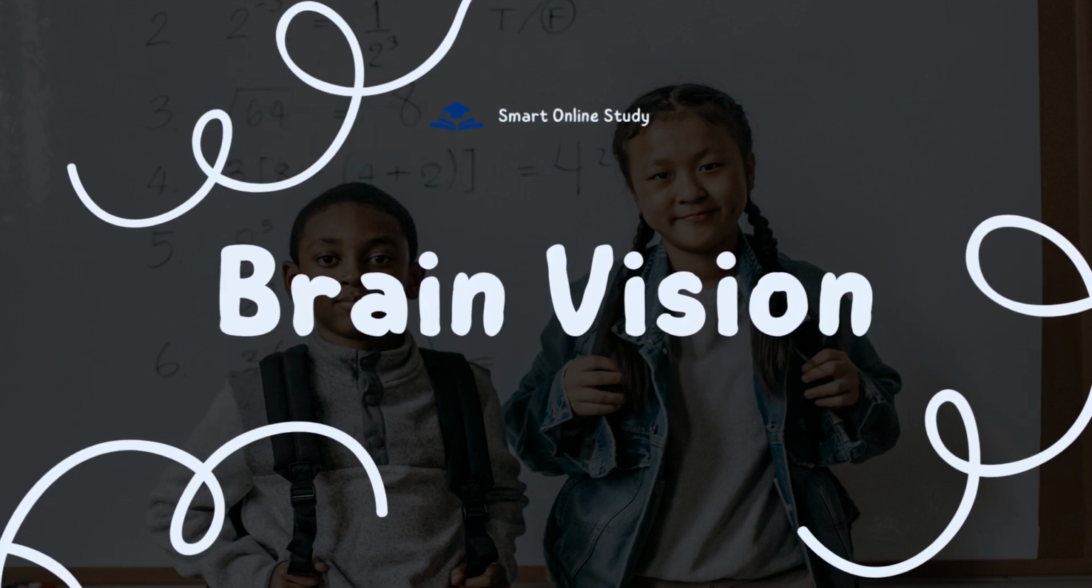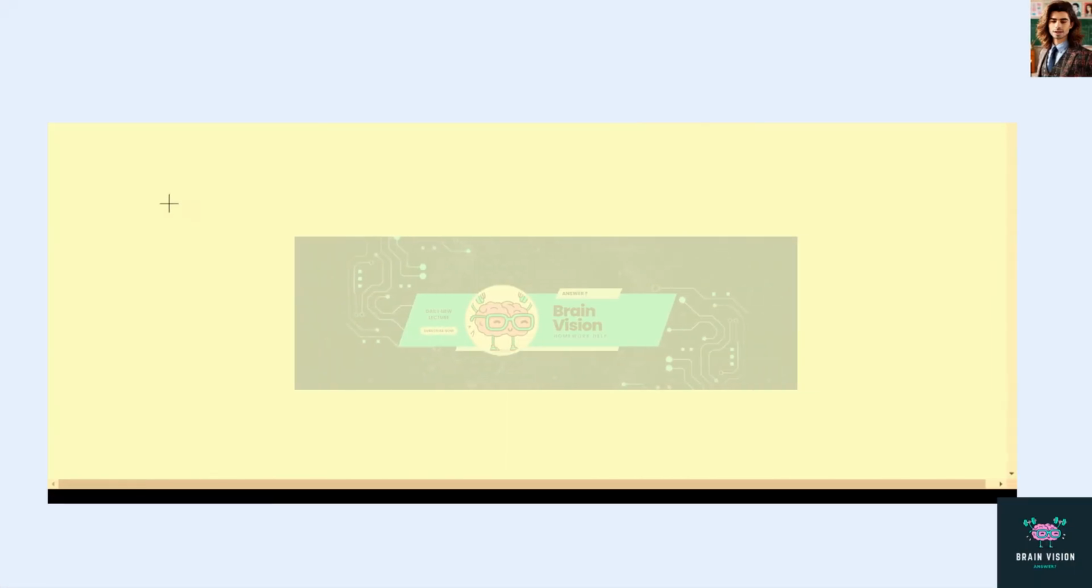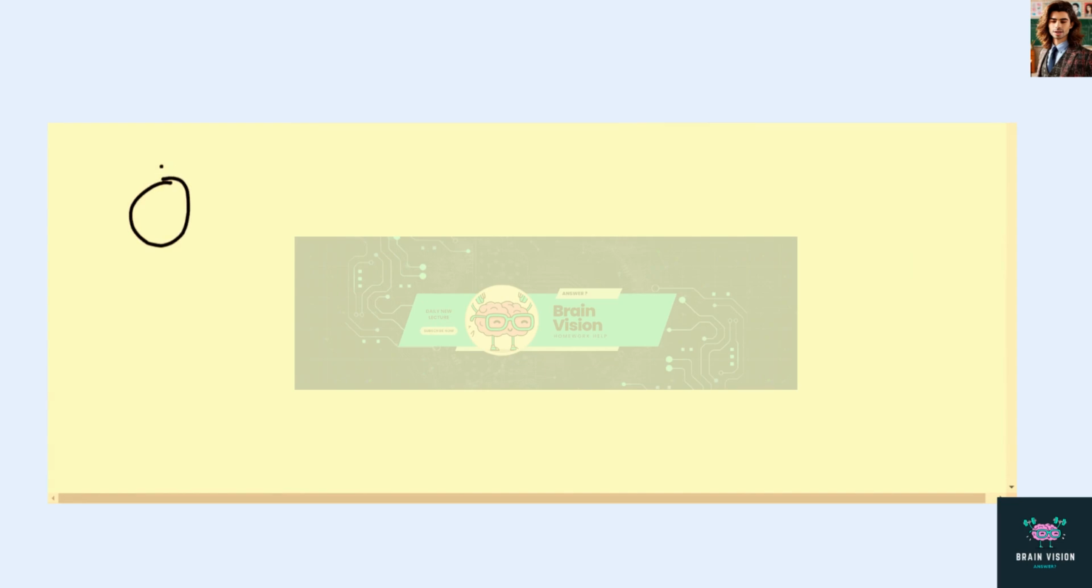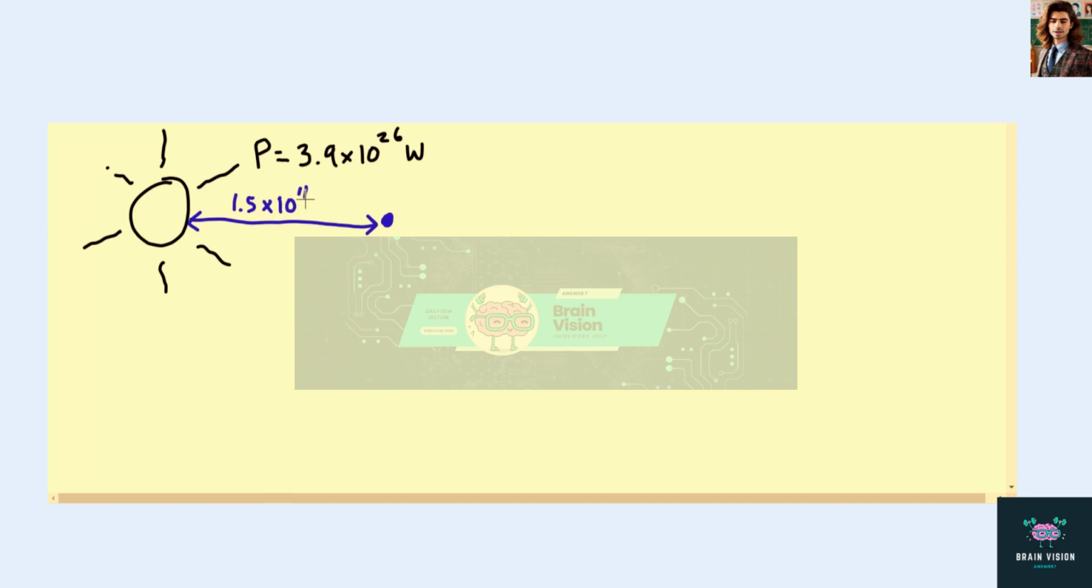Welcome to Brain Vision. In this problem, we're going to be looking at power radiated by the sun out in all directions into space. That power is equal to 3.9 times 10 to the 26 watts. And the Earth, at some distance away from the sun, that distance is 1.5 times 10 to the 11 meters.